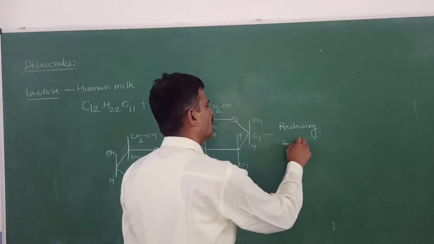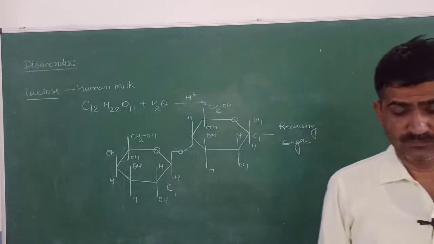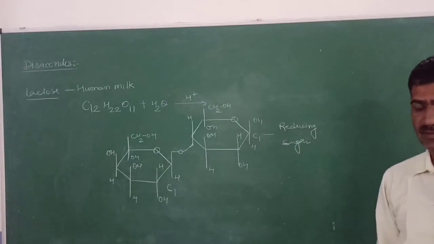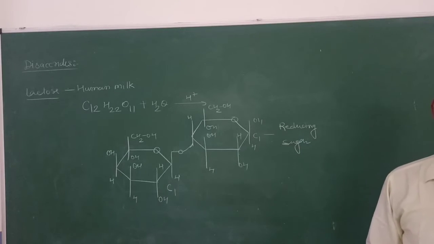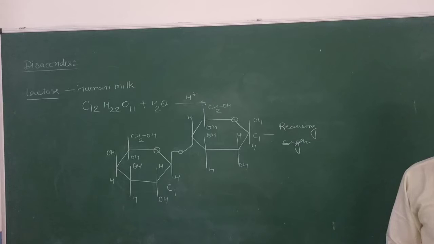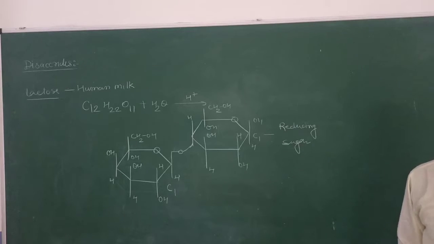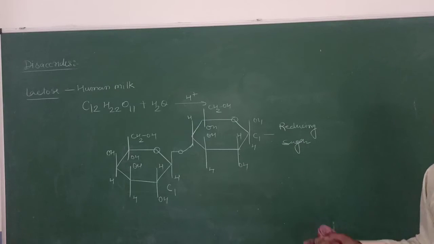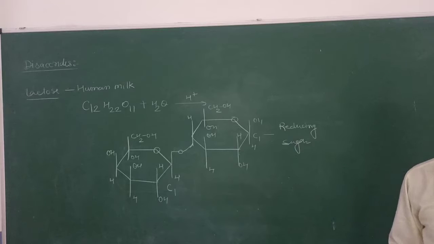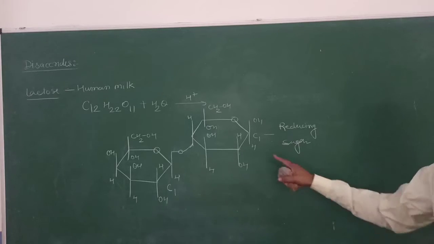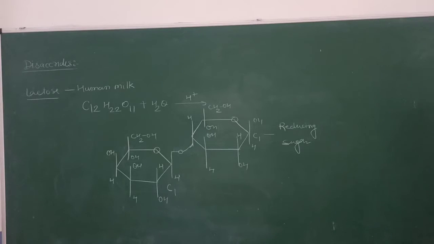What do you mean by reducing sugar? The sugar molecule that has the free aldehydic group, and they give the Tollens reagent test and the Fehling solution test. It means they can reduce silver present in the Tollens reagent, and this gets oxidized to carboxylic acid, and this gives the Tollens reagent test.